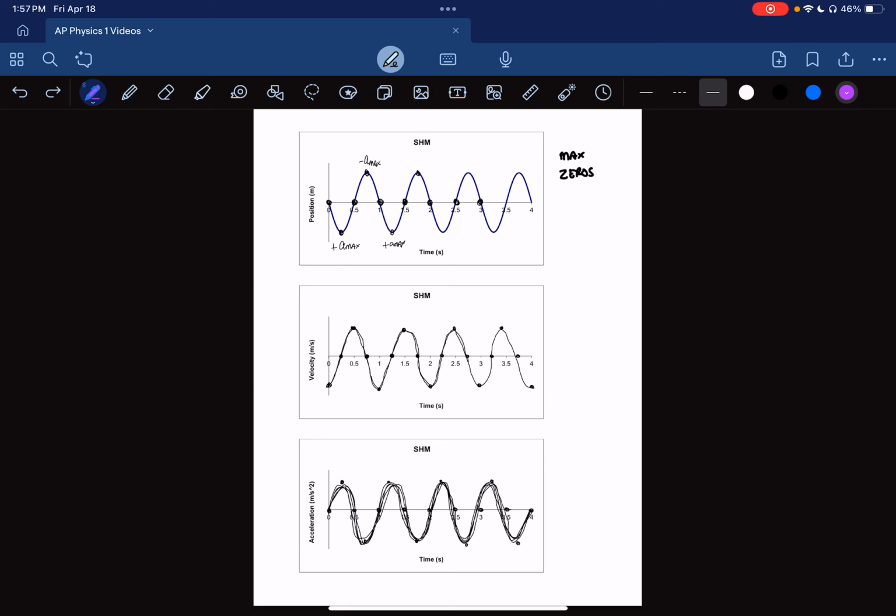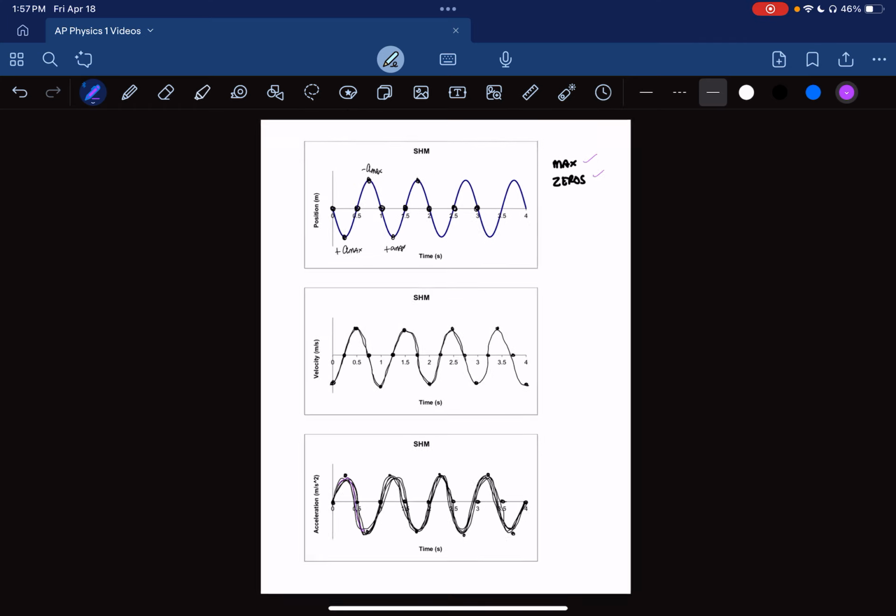And the acceleration time graph, if you take the position time graph and just flip it, or I don't know the math term for this, but you just flip it around, that is the shape. You go from this and you flip that so it looks like this. That's the shape of the acceleration time graph. But use this strategy of maximums and zeros. And I start with zeros first, it's a little bit easier.